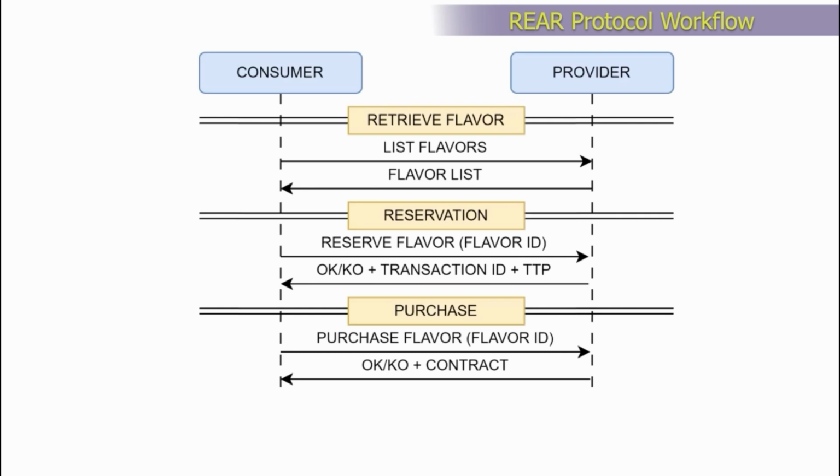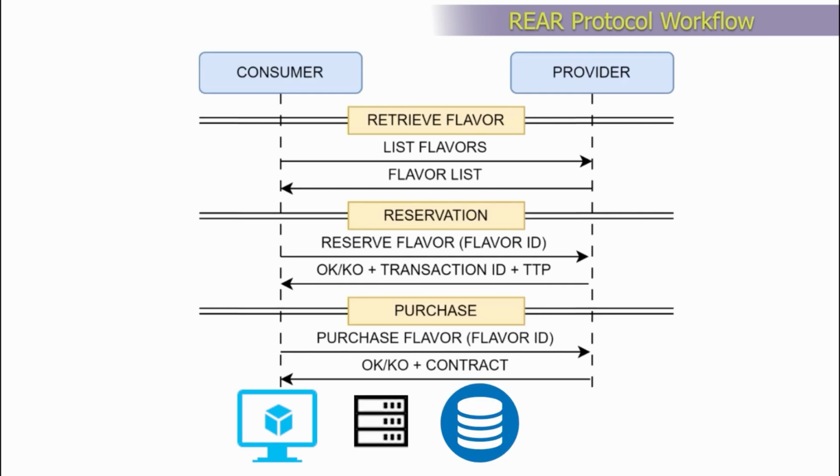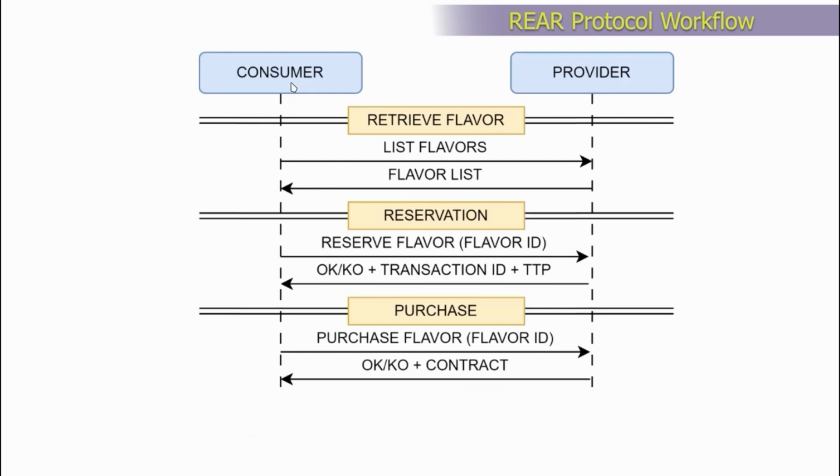The REAR protocol supports the negotiation of computational resources like virtual machines or Kubernetes clusters, but also software services such as a database instance or message queues. We will refer to any kind of resource as flavor. The consumer initializes the protocol entering the retrieve flavor phase.